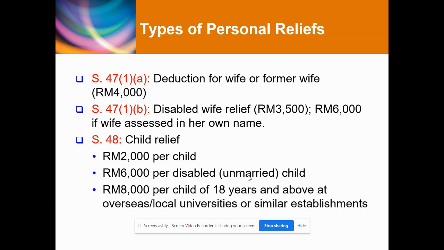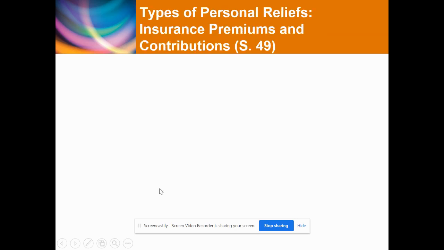Okay, 8,000 ringgit per child, as in your case, right? You are studying in a university, right? Even though you are above 18 years old, your parents can claim up to 8,000 ringgit for each child, irrespective of whether the education is received overseas or local. So let's say you study here in Malaysia, the parents can claim up to 8,000 ringgit. But if you have a sister or brother studying overseas, still the amount is also 8,000 ringgit.